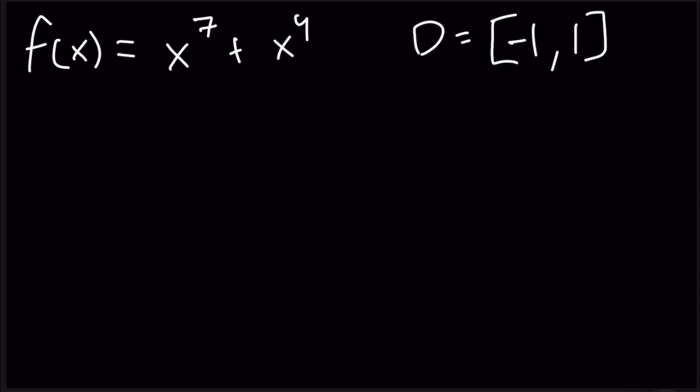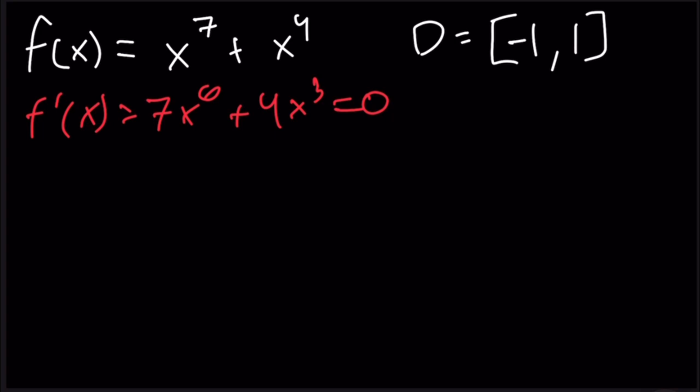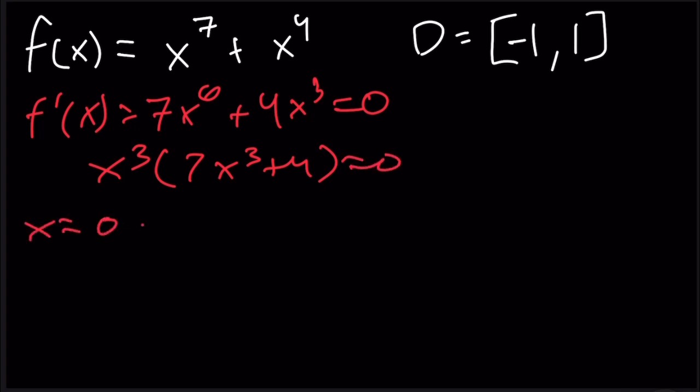All right, moving on, let's talk about absolute minima or maxima. For this, it's pretty much the same thing. The only difference is you have to check your endpoints as well now. The first thing we're going to do is find our local minima or maxima, right? So we check f prime of x equals 7x to the 6th plus 4x cubed, and we set that equal to 0. From there, we get x cubed times 7x cubed plus 4 equals 0, or x equals 0, or x equals, let's see, negative 0.83.